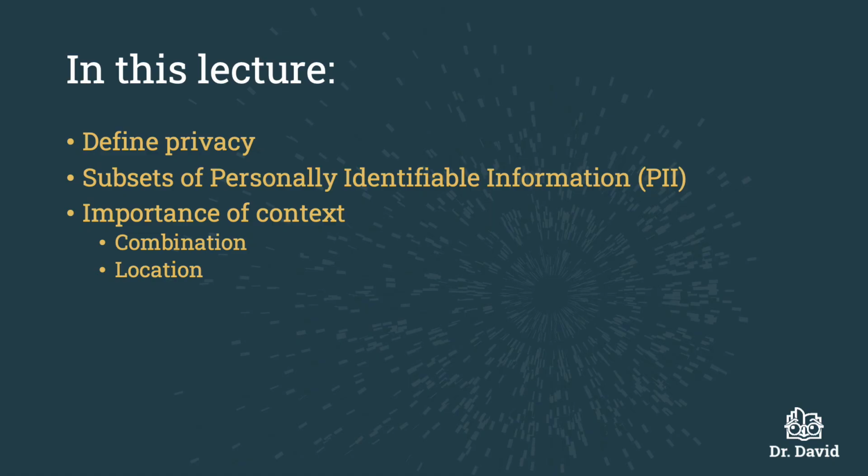In this lecture, we are going to define what privacy is. We are going to look at subsets of PII, or personally identifiable information. And then we are going to look at the importance of context when considering PII. Specifically, we're going to be looking at what happens when we combine different data elements, or when we're looking at data elements that originate from a specific location.